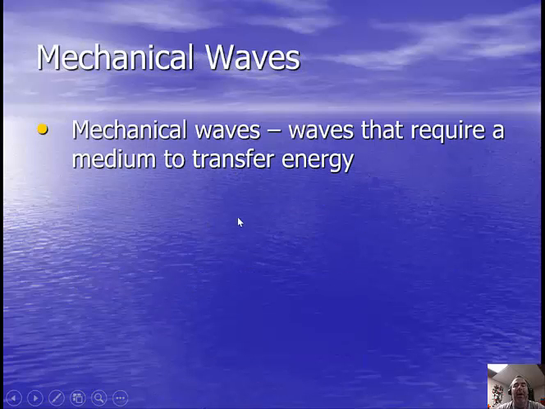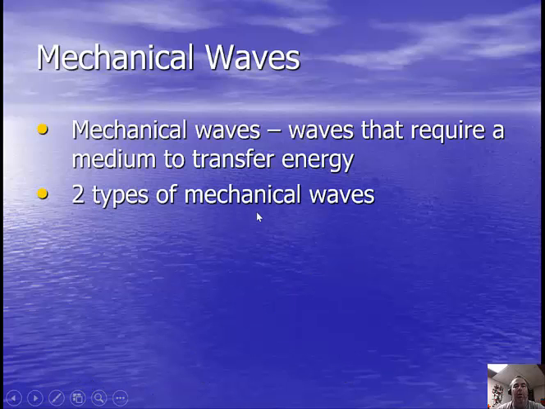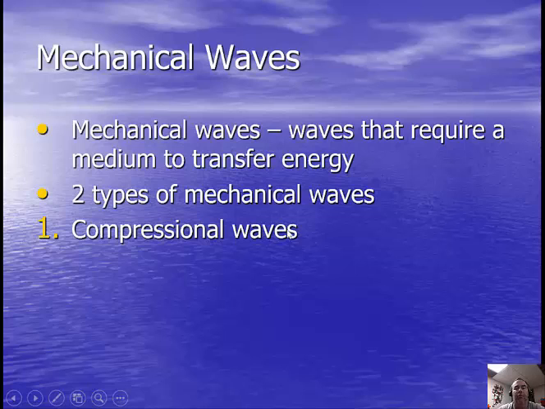Mechanical waves. A mechanical wave is any wave that needs a material to travel in. It needs to have that medium. Without the medium, it doesn't move. So the energy is moving in something like a solid, a liquid, or a gas. There are going to be two types of mechanical waves. The first one is a compressional wave, and the second one is a transverse wave.